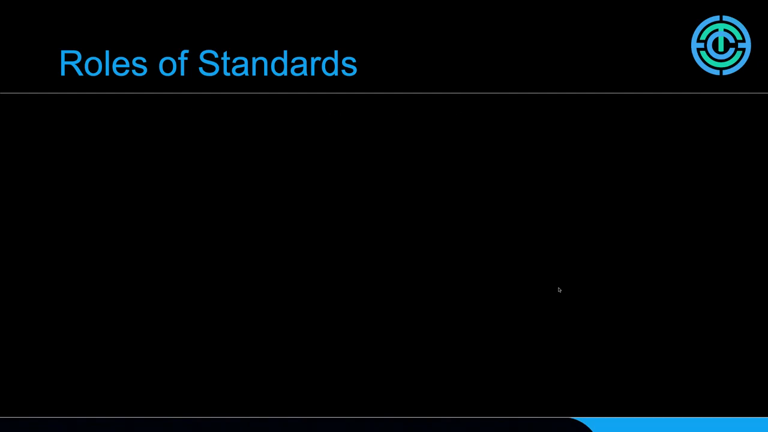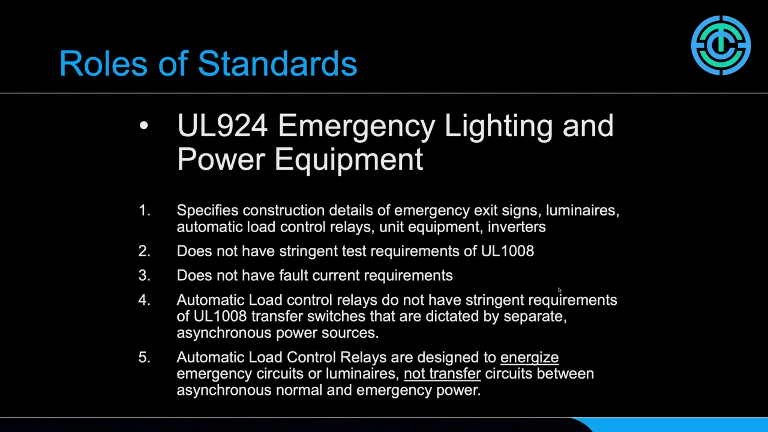The second one that we're going to look at is UL 924, an emergency lighting and power equipment standard. Again, ETC is not only a lighting system manufacturer, they are a power systems and controls manufacturer. So UL 924 is applied to both our lighting environments, but also our power distribution environments as well. And UL 924 specifies the construction details of emergency exit signs and luminaires or fixtures, automatic load control relays, unit equipment or inverters. So it doesn't just apply to our lighting systems or our emergency power distribution.